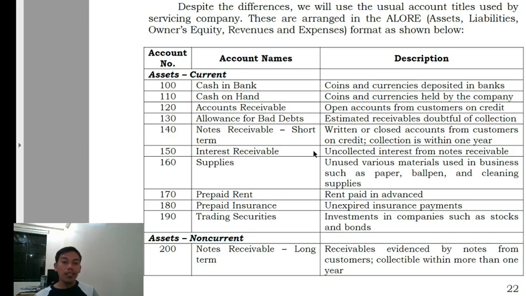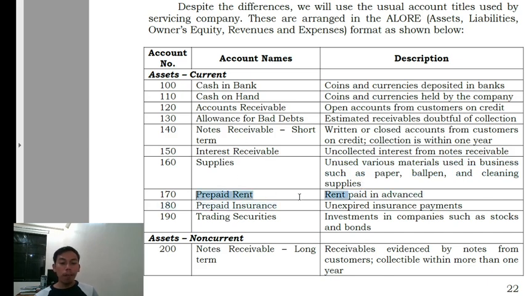Next, interest receivable. These are uncollected interest from notes receivable. So, yung note natin kumita na, pero hindi pa natin natatanggap yung interest, yung bayad, therefore, interest receivable. Supplies. Unused various materials used in business, such as paper, ballpen, cleaning supplies, kitchen supplies, janitorial supplies. Lahat yan, supplies. Those are assets.